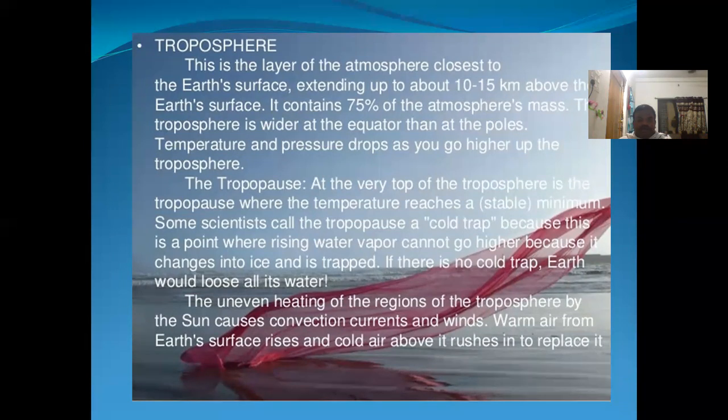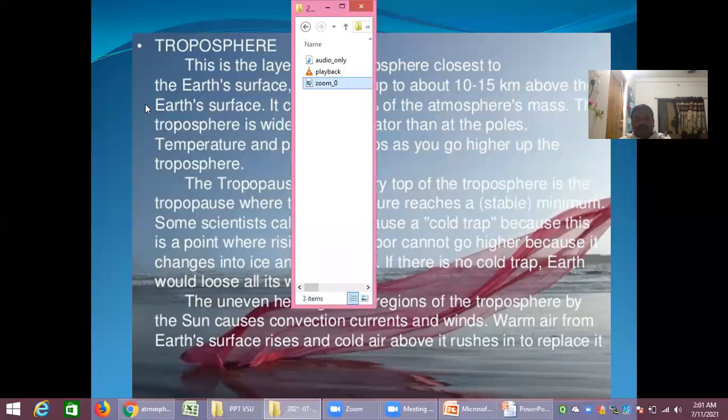Some scientists call the tropopause a cold trap because this is a point where rising water vapor cannot go higher because it changes into ice and is trapped. If there is no cold trap, Earth would lose all its water. The uneven heating of the regions of the troposphere by the sun causes convection currents and winds. Warm air from Earth's surface rises, and cold air above it rushes in to replace it.